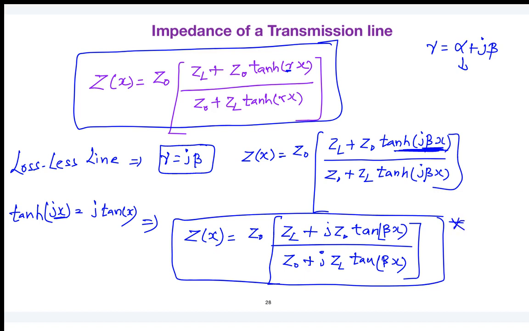It is a terrible equation, yes or no? Yes, sir. Am I making it so complicated? That's Z0, then ZL, then at the bottom we have Z0 again, then ZL. My point is, am I making the subject very complicated? No, sir, no.